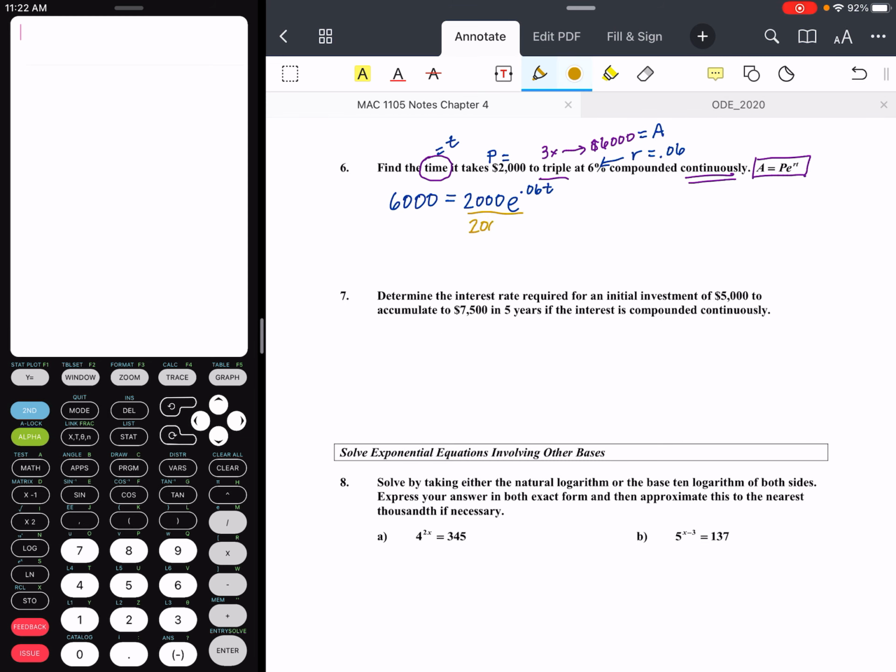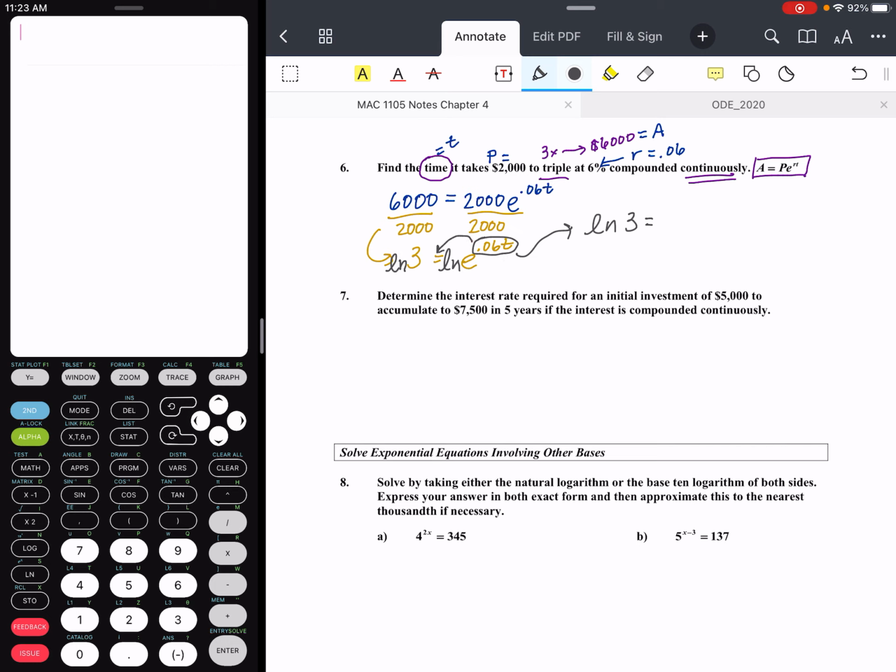means I'm going to divide out that 2,000 from both sides. And this gives me 3 equals e to the power 0.06t. And 3, we knew that this was tripling, so that's not a huge surprise. All right, so now that we've got that base e isolated, now I'm going to take the natural log of both sides. So this gives me the natural log of 3 equals, and then on the right side, the natural log of e to the power 0.06t.